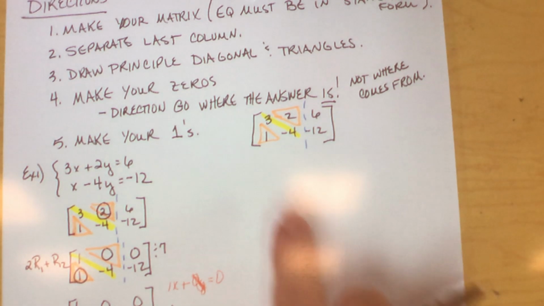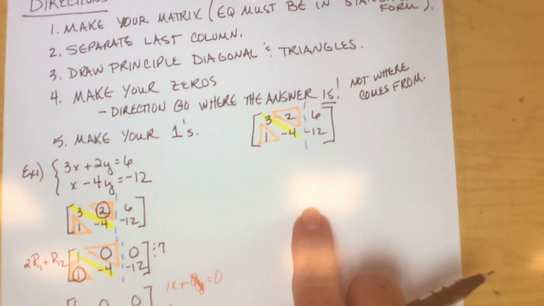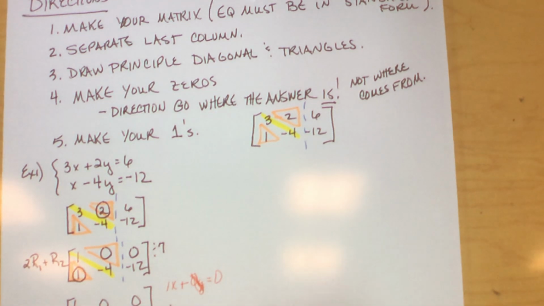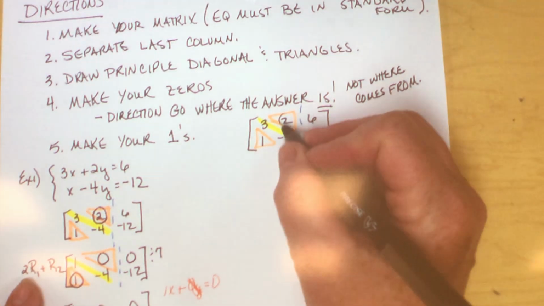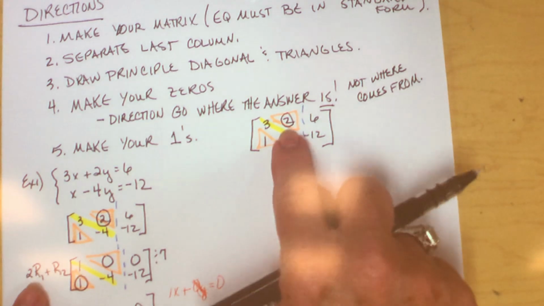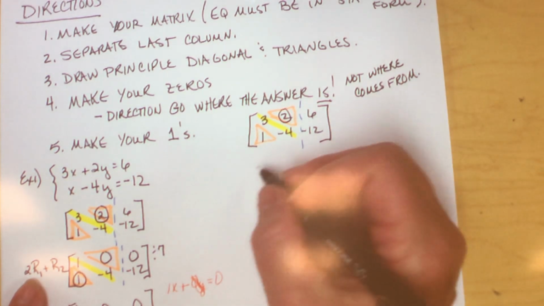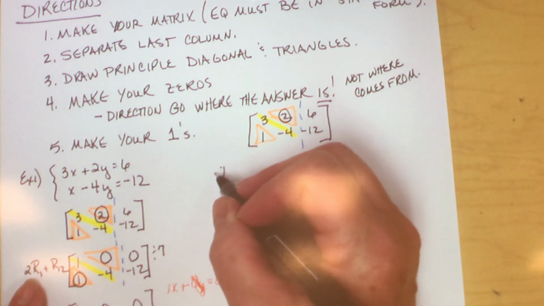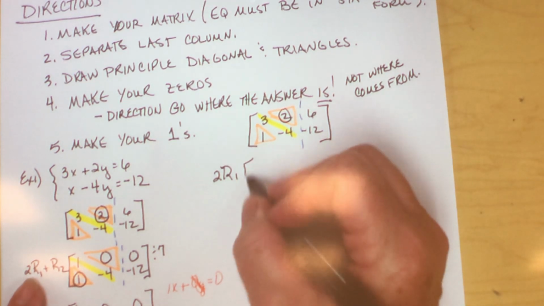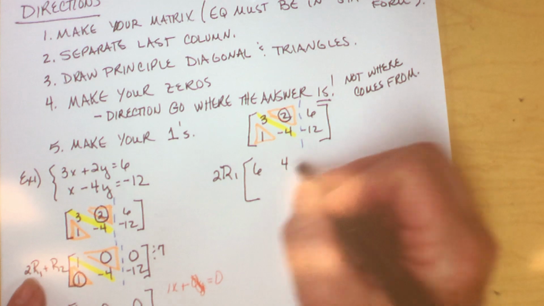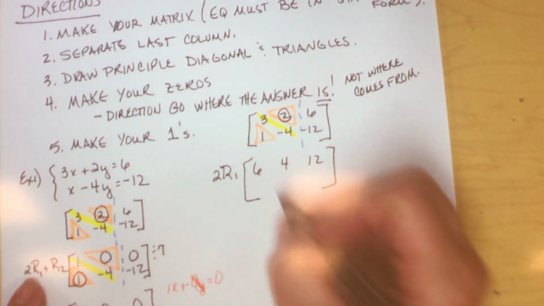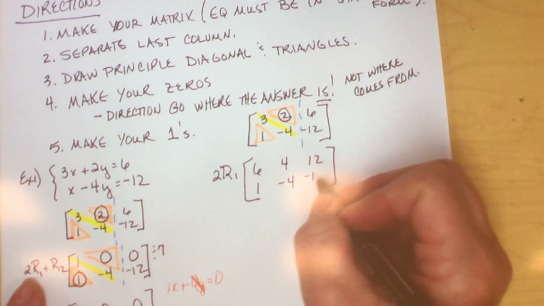All right, so I'm fixing to work this problem, and I'm gonna do it exactly like I did it, but I'm gonna show more work, because some kids can't do all this in your head. So I'm gonna make this a 0. I'm gonna multiply this by 2, and then I'll add it to that. But first, I'm just gonna multiply it by 2. So I'm gonna say 2 times row 1, 6, 4, 12. And then I wrote that one down.